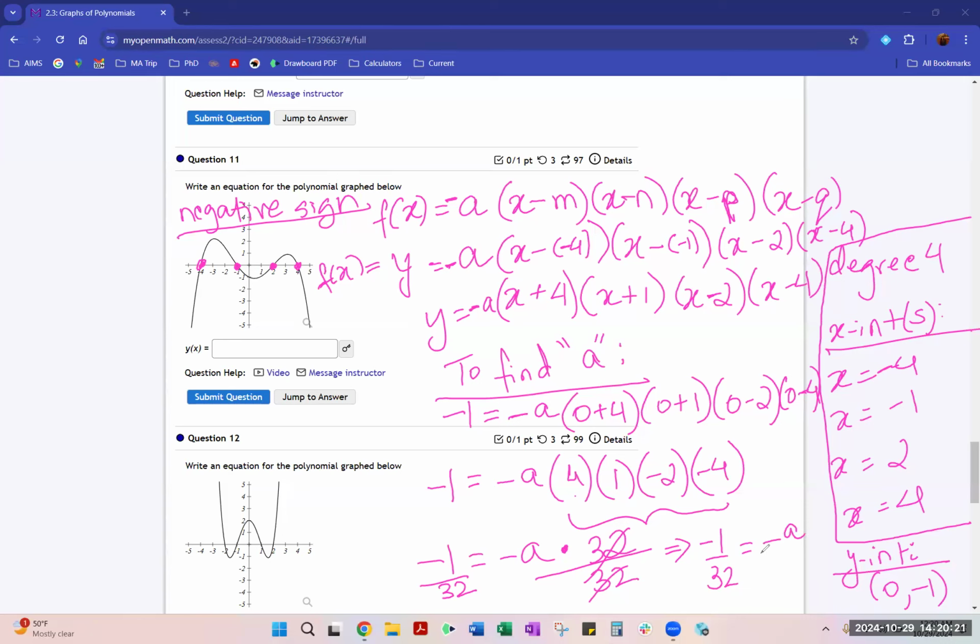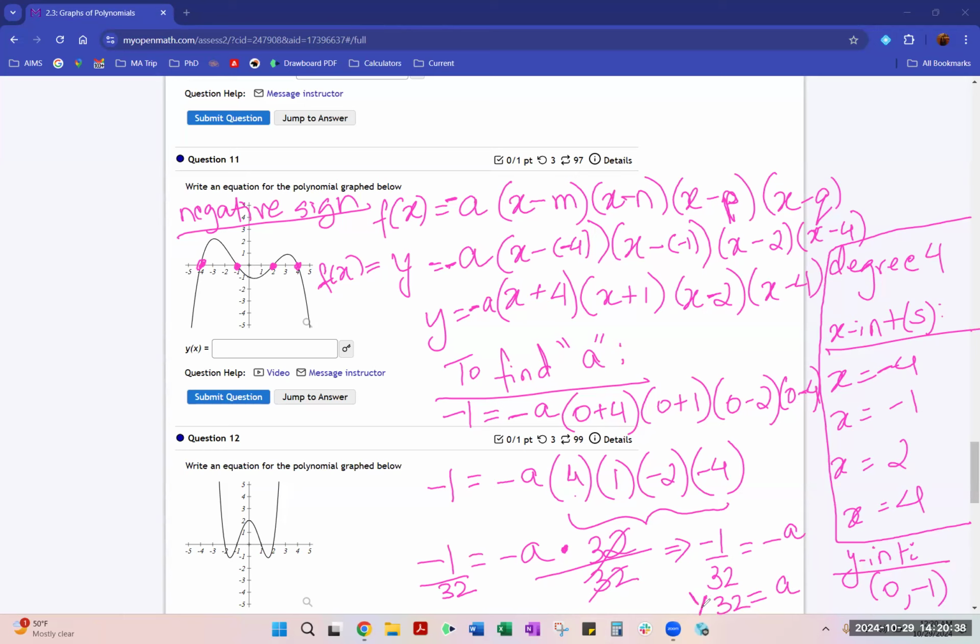Since we have a negative on both sides, you can either multiply or divide by -1, which will end up giving us the a value as +1 over 32. So that's what your a comes out to be.